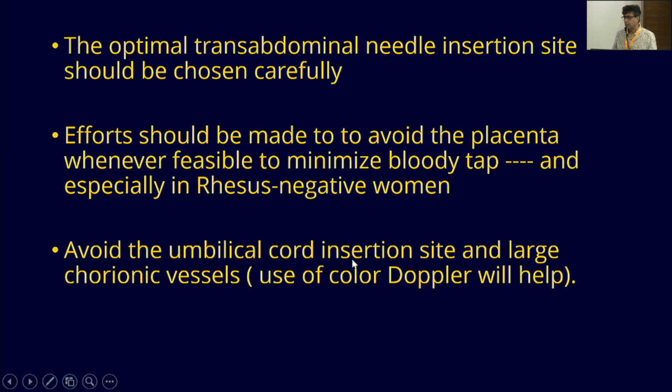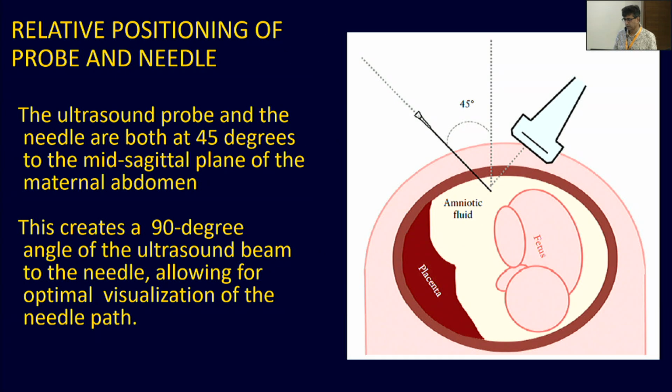And avoid the umbilical cord insertion site while you are doing the amniocentesis, and large chorionic vessels. And here use of color Doppler will help. If you suspect or the site is not very sure, you can use color Doppler to avoid the insertion site of the umbilical cord and large chorionic vessels.